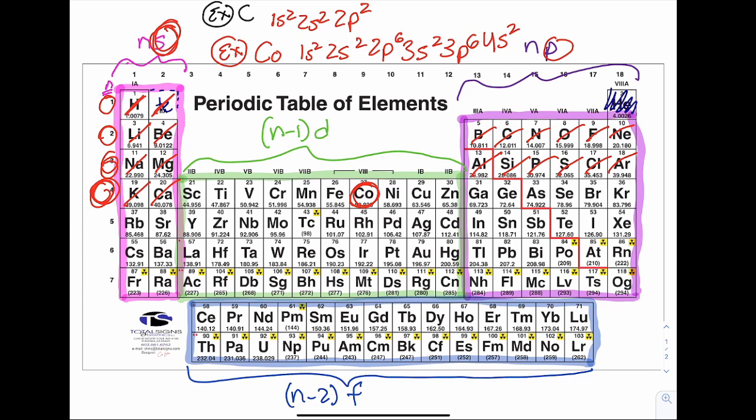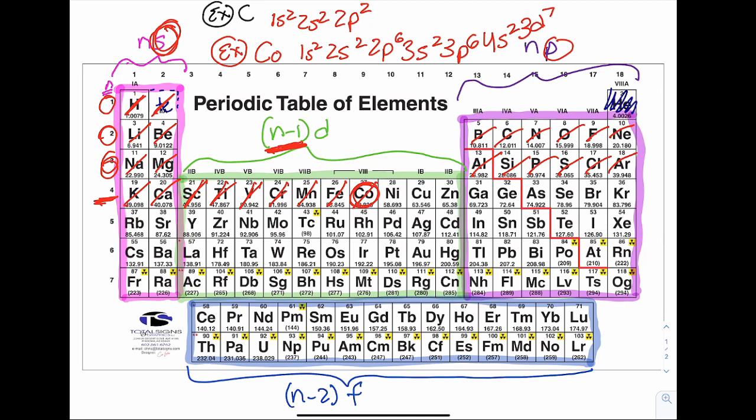And then notice I'm now going to be in my D's. D's going to come next, but I have to subtract 1 from whatever my period number is. So instead of writing down 4D, I'm going to write down 3D, right? I need to subtract 1 from that 4. And then I'm going to stop when I get to cobalt. 1, 2, 3, 4, 5, 6, 7. So 3d7 would be its electron configuration. So again, we're just counting everything till we get to it.